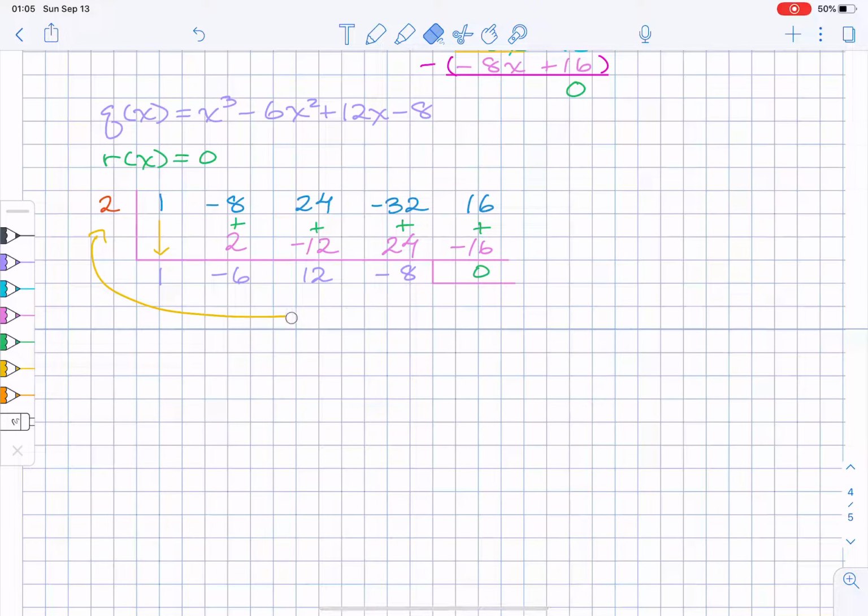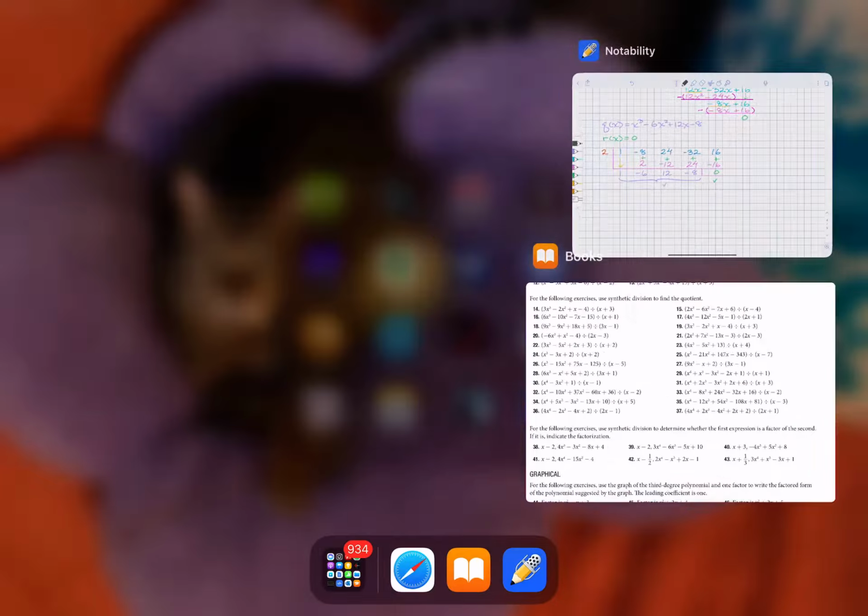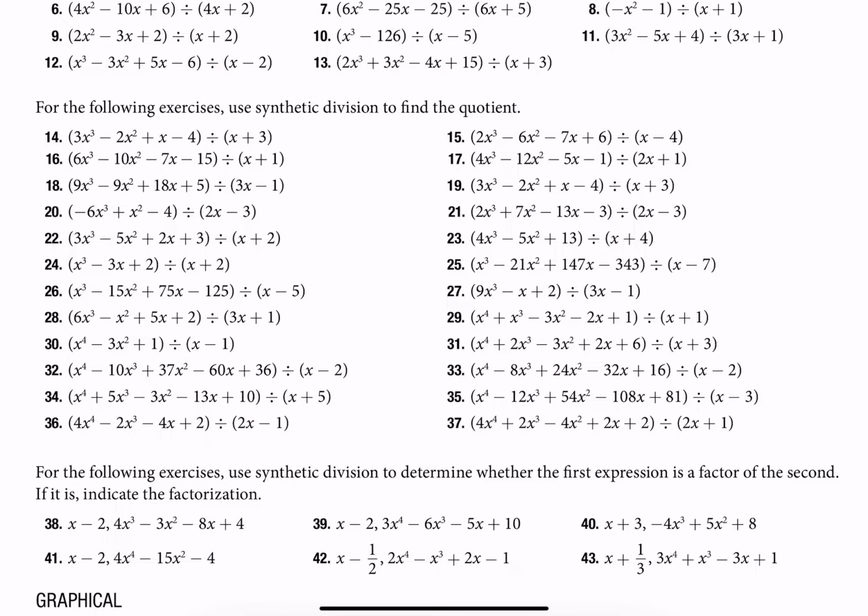And let's make sure that the coefficients here are the same coefficients for q of x above. 1, -6, +12, and -8. Check mark, they are. And check mark for the 0 remainder. So it does work. Okay, so let's see if they've got another one that maybe doesn't go in perfectly.